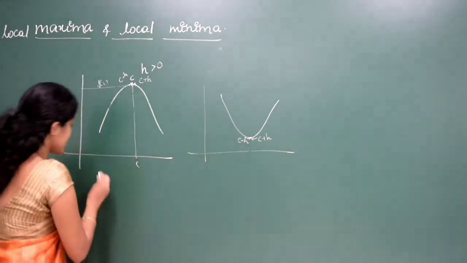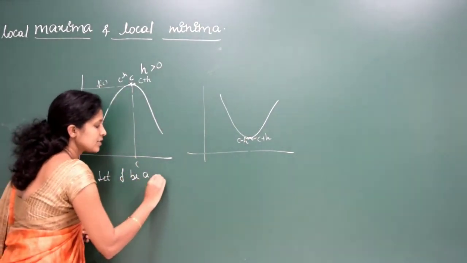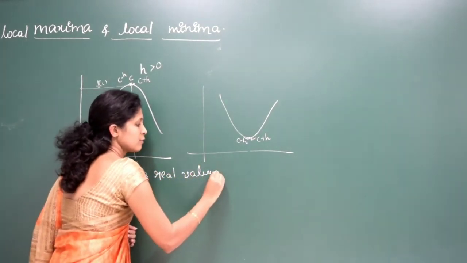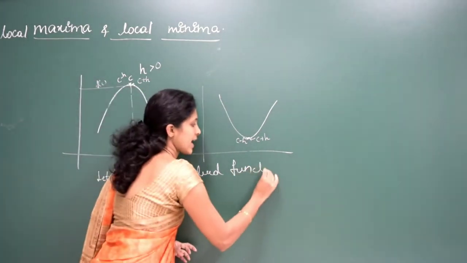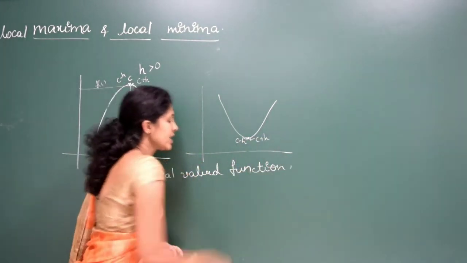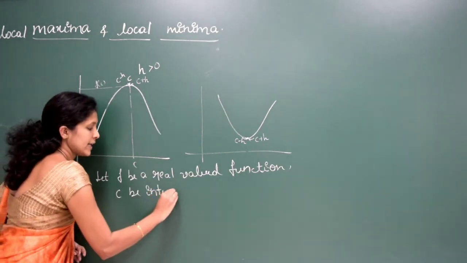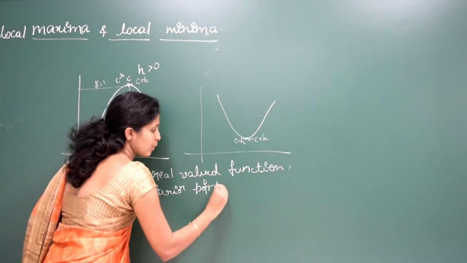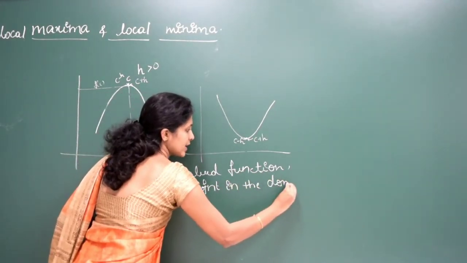Now we will see the definition. Let f be a real valued function. See, this is only the geometrical representation, and this is the actual definition. Let f be a real valued function, and let c be an interior point in the domain of f. Is it clear?